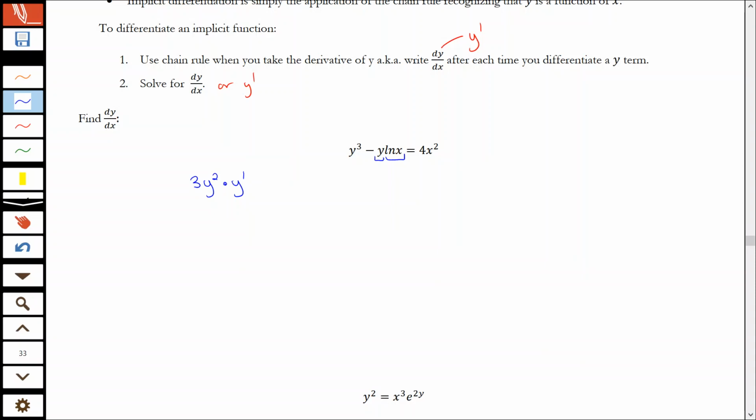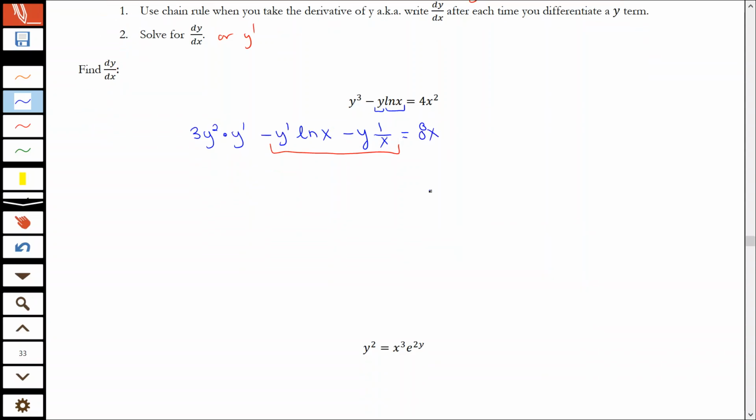We don't know what it is, but this is just one function being multiplied by another function. So when I go to take my derivative here, I'm going to take the derivative of the first. So the derivative of negative y is negative y prime. Leave the second, ln x. Leave the first. What's the derivative of ln x? 1 over x. So this is our product rule. We just use the product rule there to tackle the derivative of y times ln x. Equal to, on the other side, what's the derivative of 4x squared? Simply 8x.